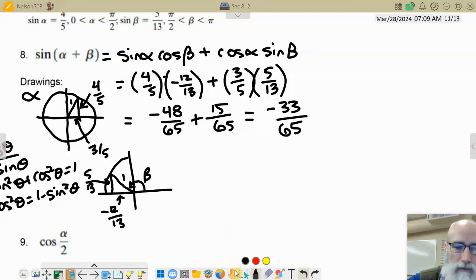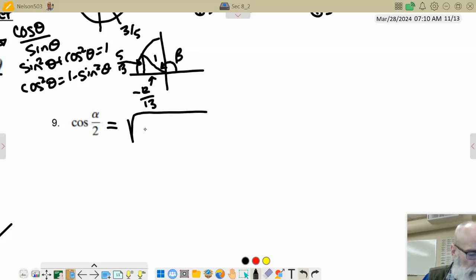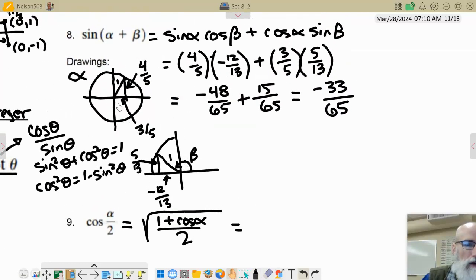All right, here comes number 9, the last one. So what do we need? We need a formula. And the half angle formula for cosine was the square root, plus or minus, of 1 plus cosine, right? So I'm just going to put it down. 1 plus cosine of alpha all over 2, right? So when I look up above, they wanted me to use the angle up above for alpha. So here's our alpha angle right there. And there's the cosine, 3/5, right? So I go the square root of 1 plus 3/5 divided by 2.